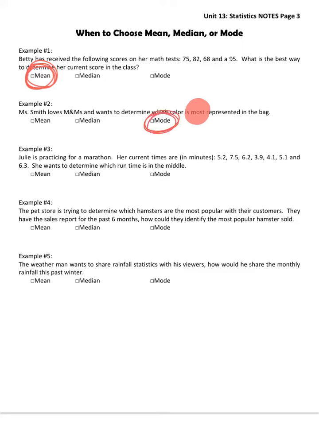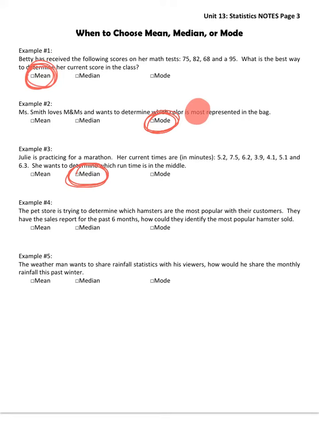Okay, number 3. Julie is practicing for a marathon. Her current times are 5.2, 7.5, 6.2, 3.9, 4.1, 5.1, and 6.3. We have a couple of outliers there. I would say 3.9 is an outlier as well as 7.5. So because we have those outliers, we'll go with the median. So you would put those numbers in order from least to greatest and choose the middle number.